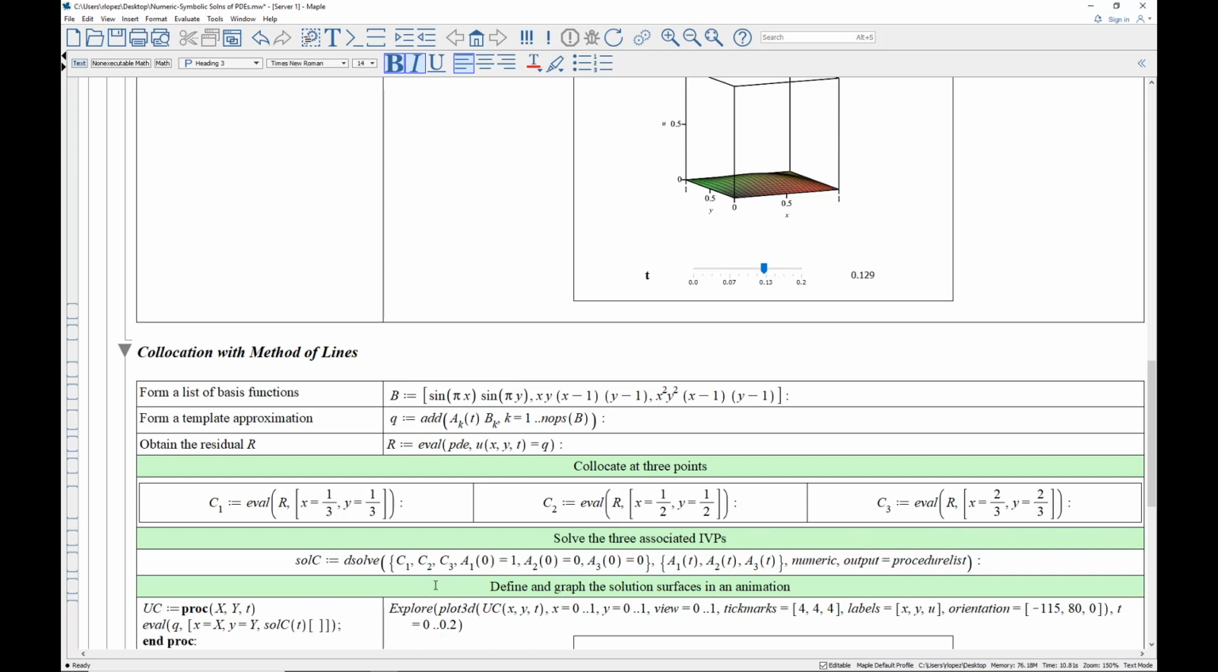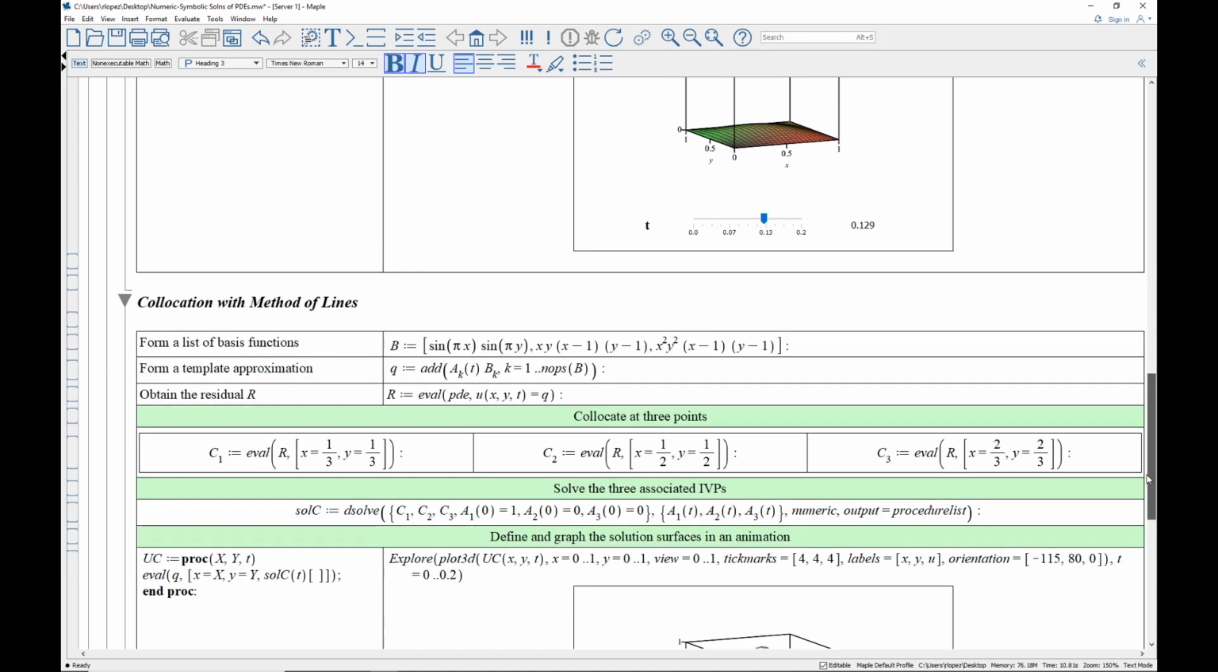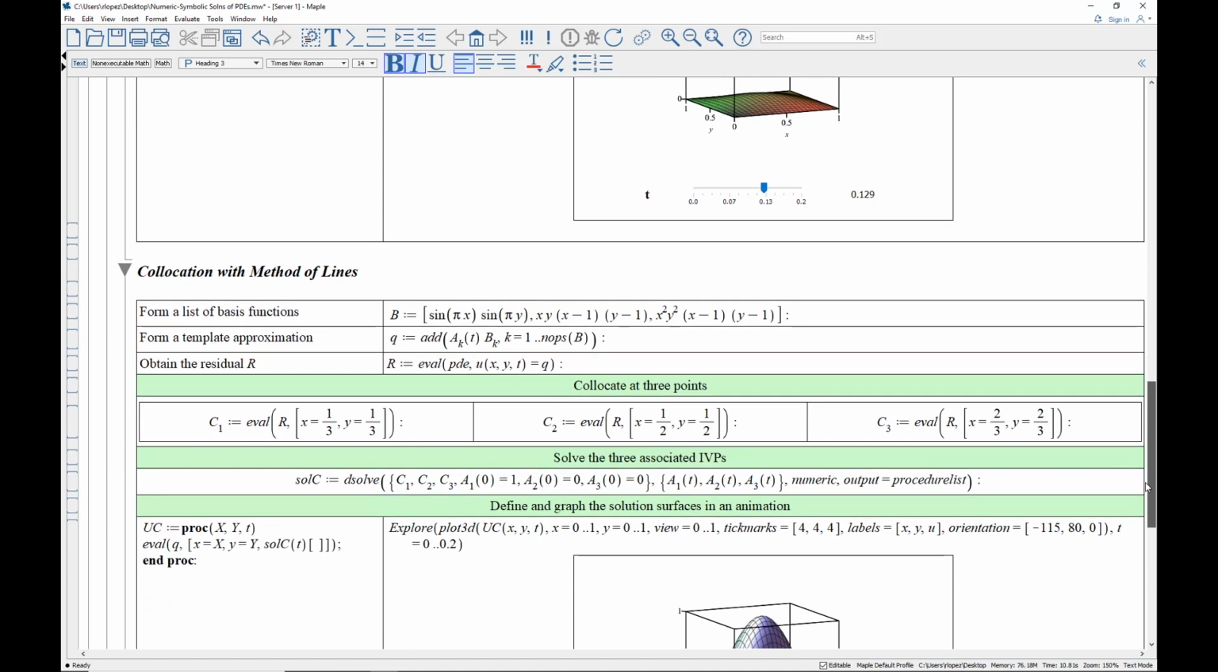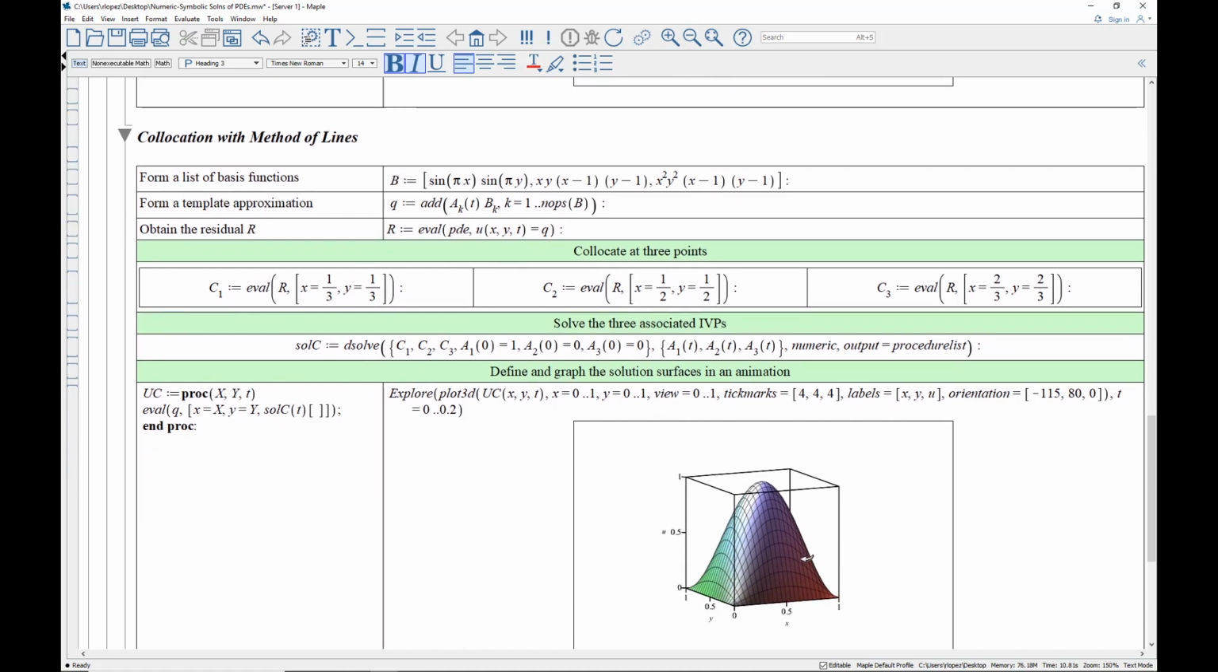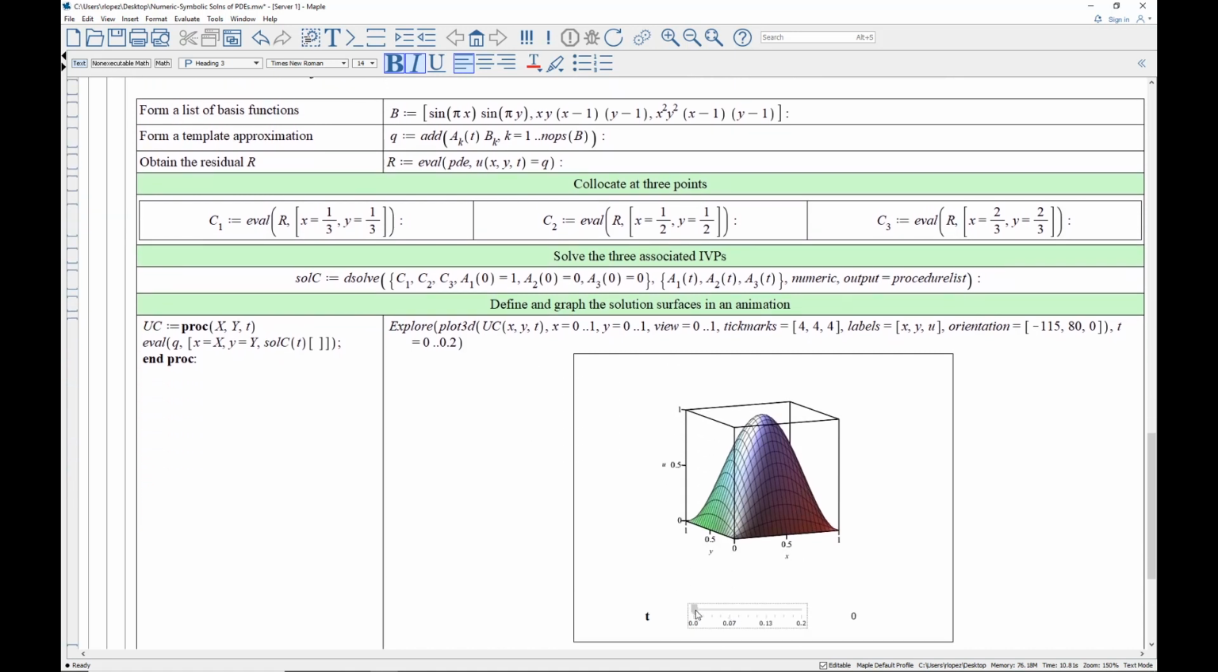So you have a differential initial value problem. Here are the differential equations. Initial data is the same. Numeric is a solution technique. Output list procedure, or rather procedure list, so that you can grab those procedures and put them into the template. This forms a procedure that you can then graph, plot3d, and explore to see the time dependence.